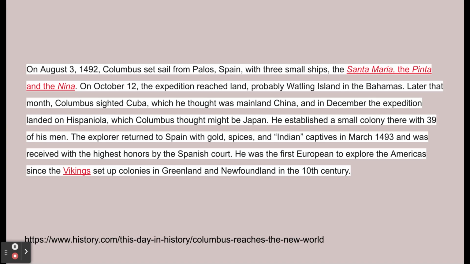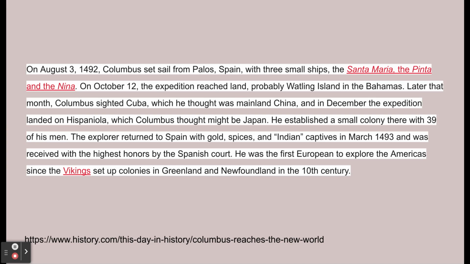And later that month, Columbus sighted Cuba, and he thought that was China. So then in December, the expedition landed in Hispaniola, which Columbus thought might be Japan. He established a small colony there with 39 of his men. The explorer, Columbus, returned to Spain with gold, spices, and Indian captives in March 1493 and was received with the highest honors by the Spanish court.